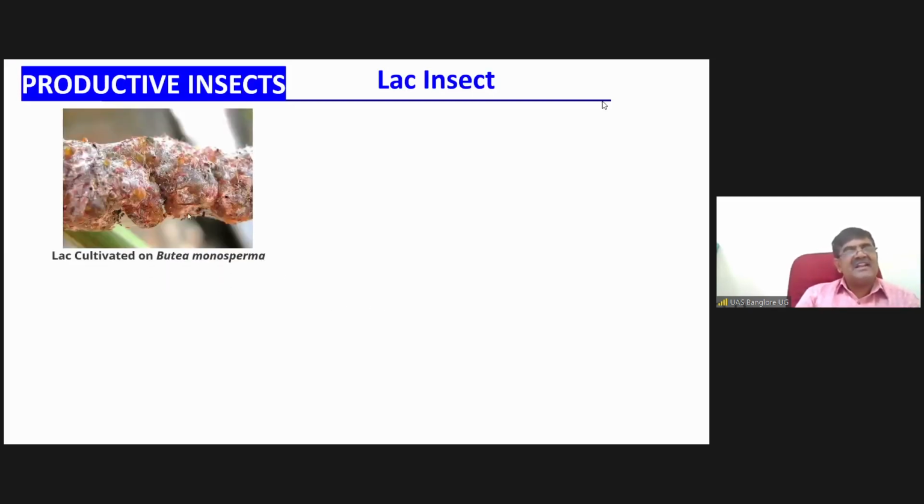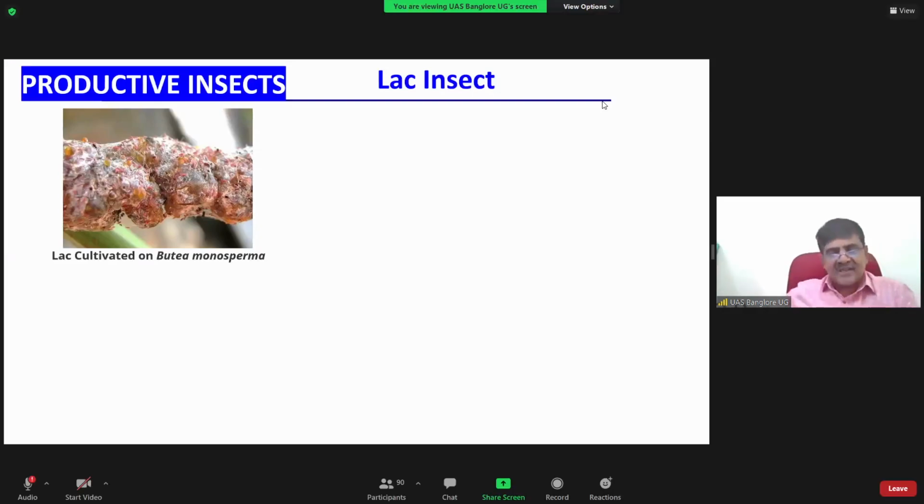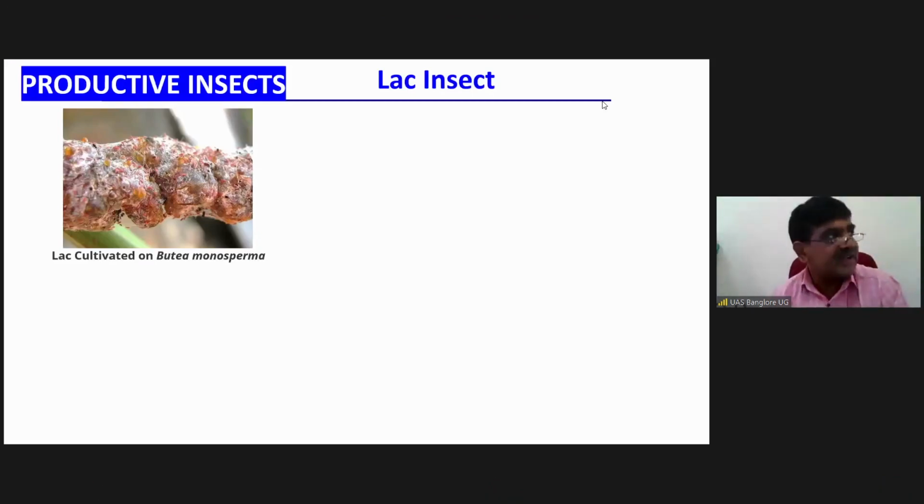This lac is nothing but a natural resin. This is the lac, a natural resin that has been cultivated on plants like Butea monosperma. You might have heard this Mahabharata epic, where the Kauravas built one palace made up of lac. In Kannada, it is called Aragu.